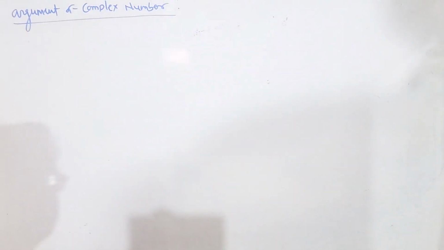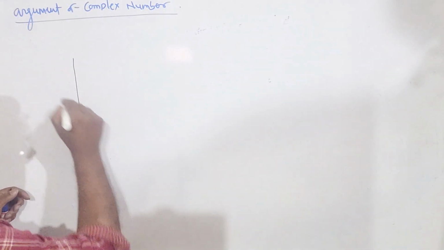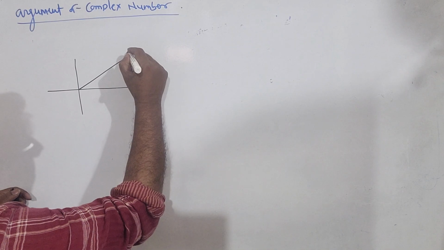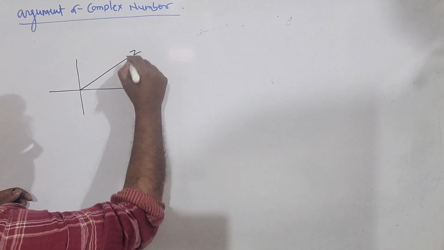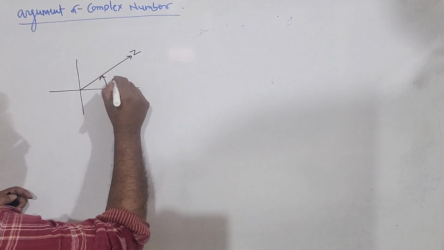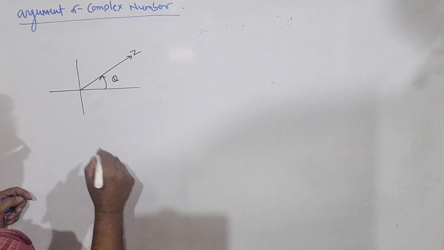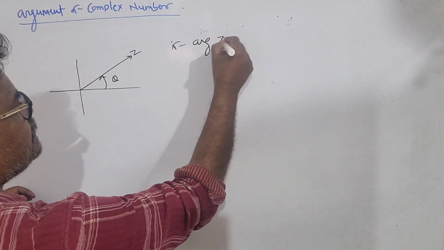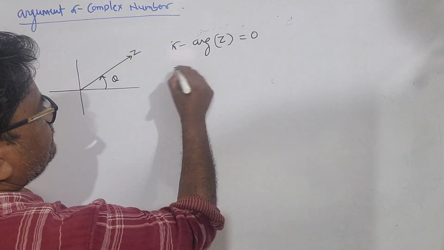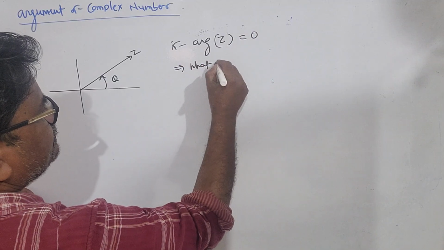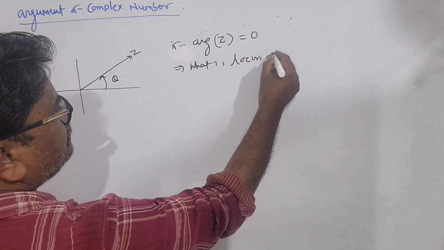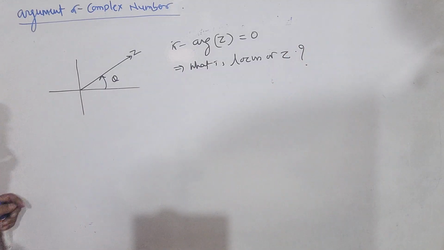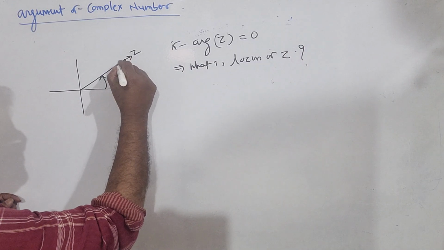Now coming to the geometrical interpretation of the argument of z. This is very interesting. See, this is your z, and this is your argument, say theta. So here, if the argument of z is theta, then what is the locus of z? This is your question. So z is lying over here.